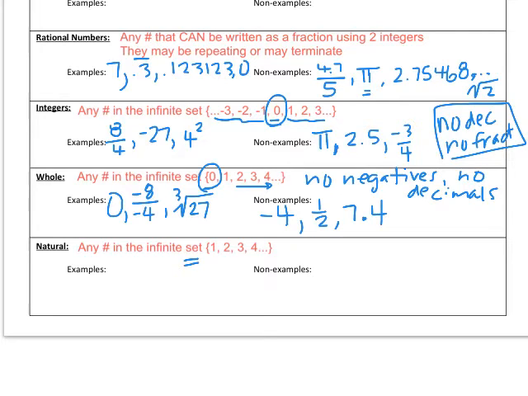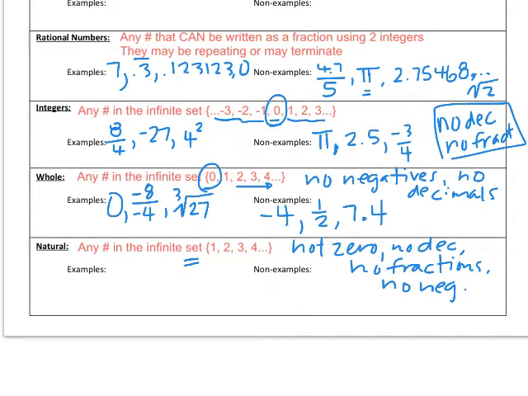Natural numbers are any number in the infinite set 1, 2, 3, 4. So basically, it's like the counting numbers. Sometimes we think of these as the counting numbers. These are non-zero numbers. There are no decimals in this set. There are no fractions in this set. And there are no negatives in this set.